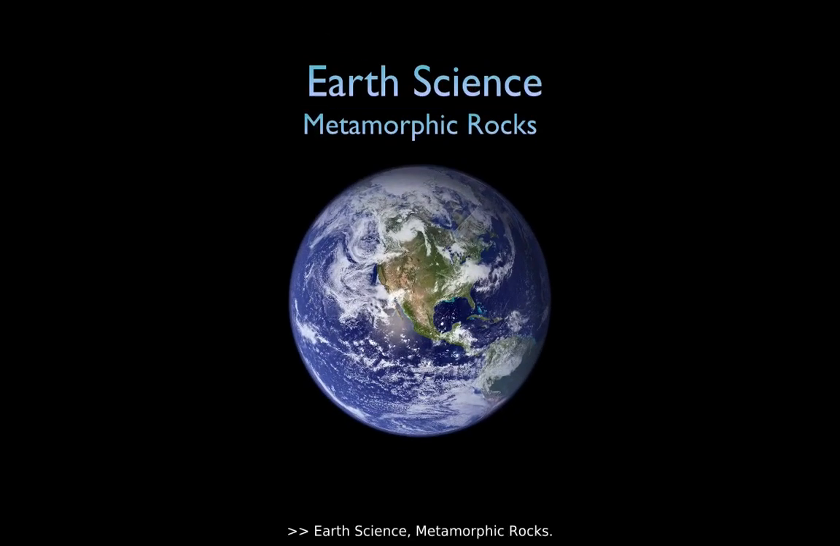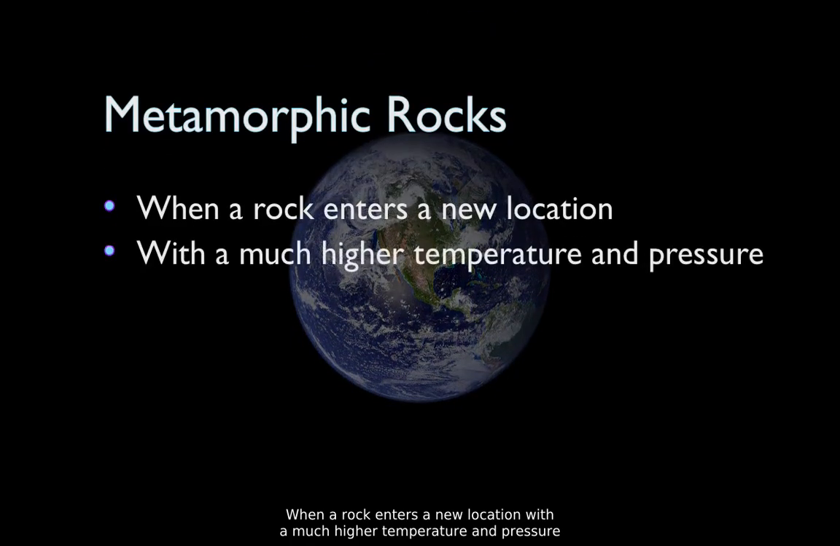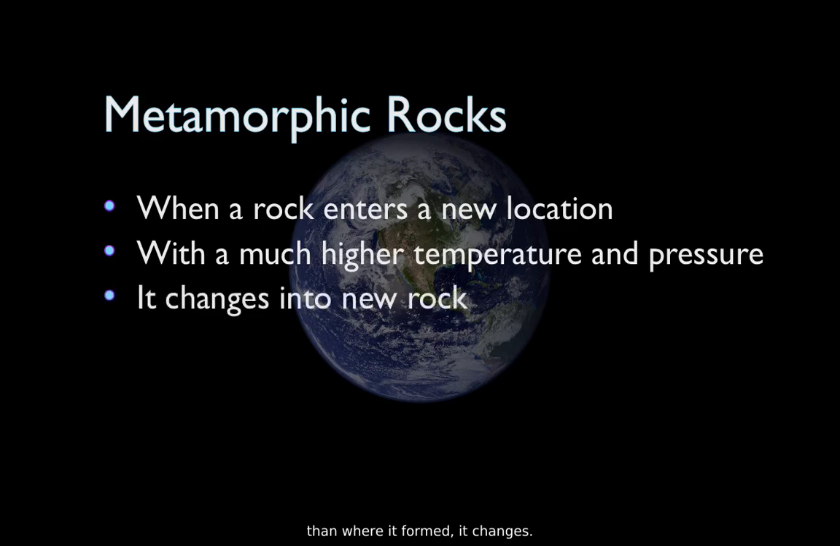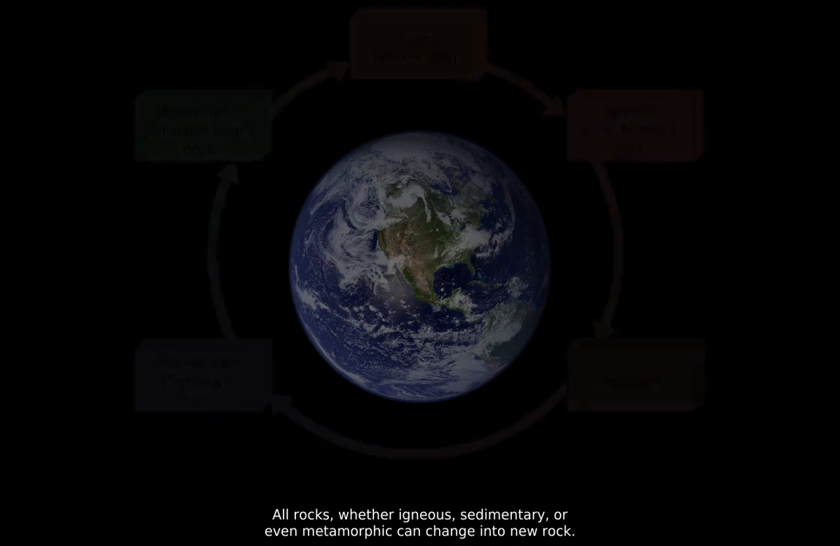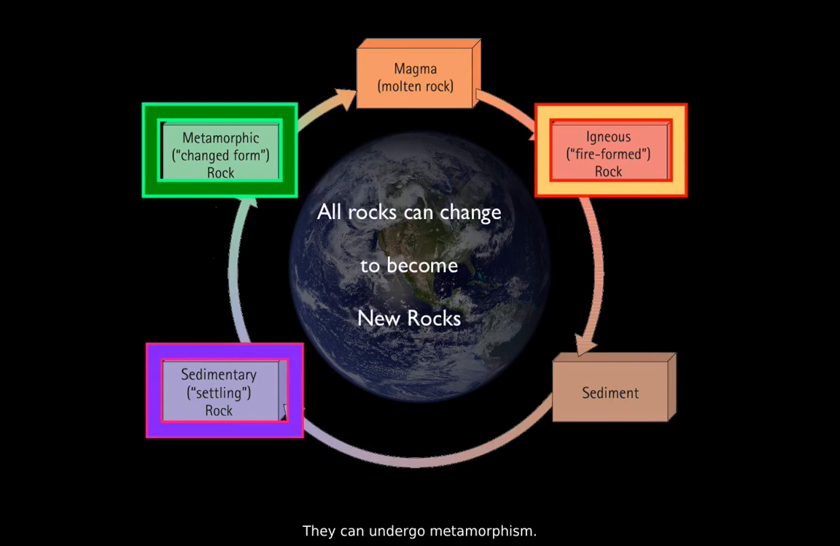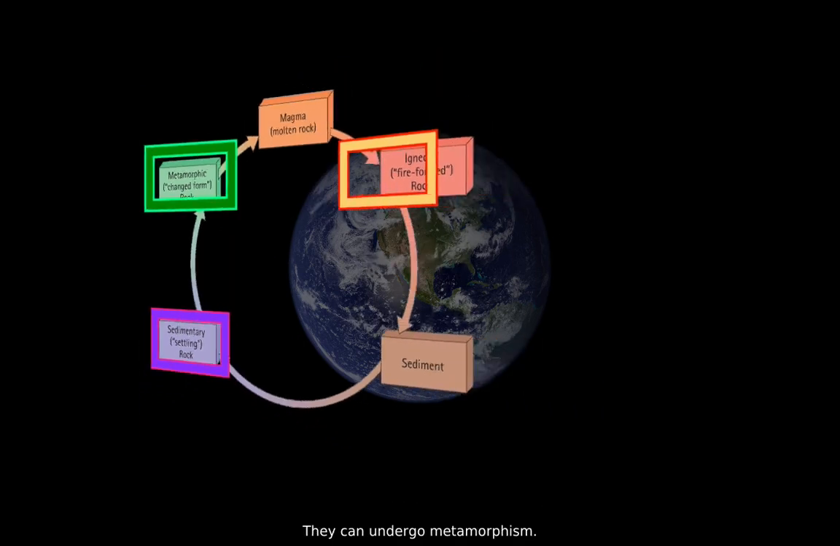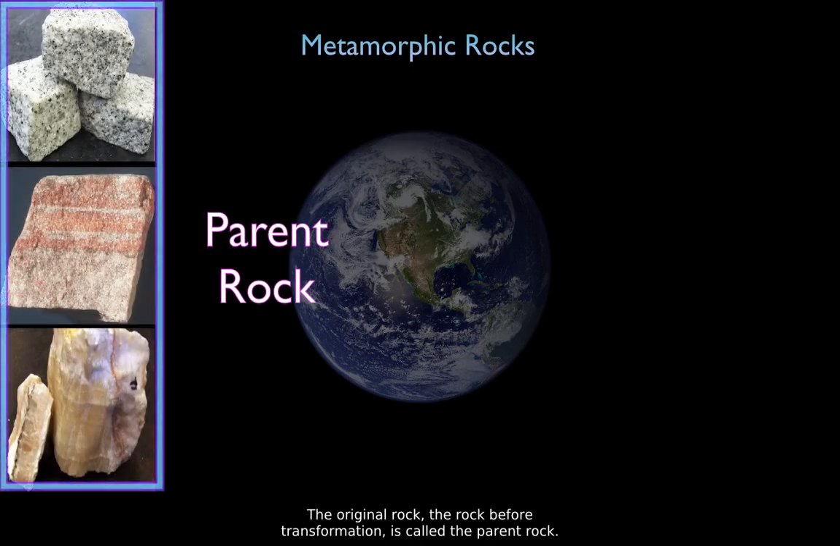Earth Science: Metamorphic Rocks. When a rock enters a new location with a much higher temperature and pressure than where it formed, it changes. It becomes new rock. The change in rock due to new physical and chemical conditions is called metamorphism. All rocks, whether igneous, sedimentary, or even metamorphic, can change into new rock. They can undergo metamorphism. The original rock, the rock before transformation, is called the parent rock.